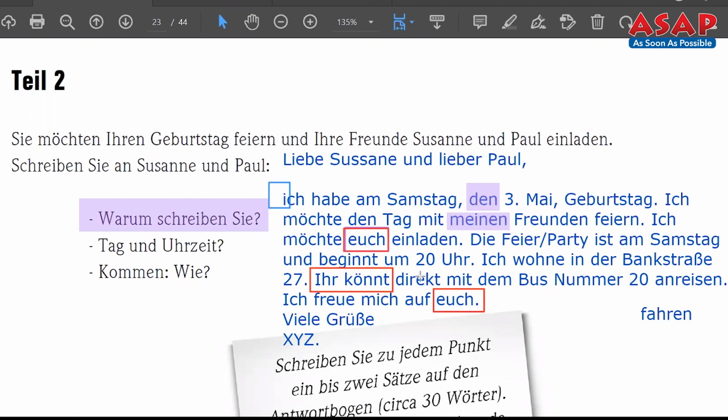If it is in ihr form, then everything should be in ihr form only. Okay, so then at the end you should say viele Grüße and your name. Okay, many greetings, or this is like a common greeting when you are writing it to your friends. Okay, formal, informal, in both the cases you can use this greeting here, viele Grüße and your name then.